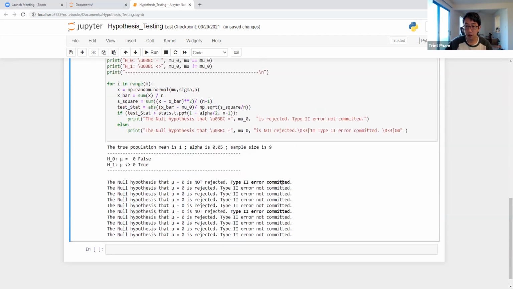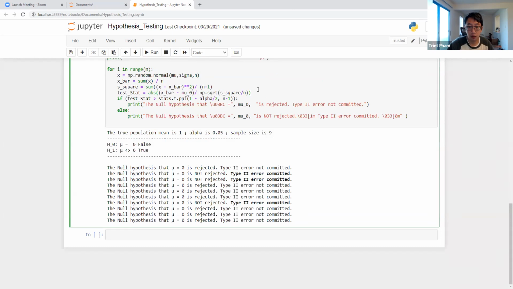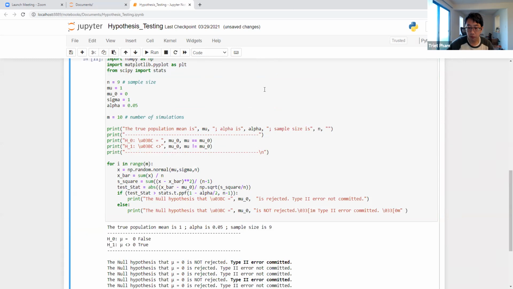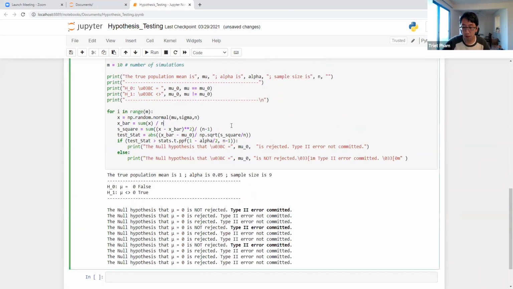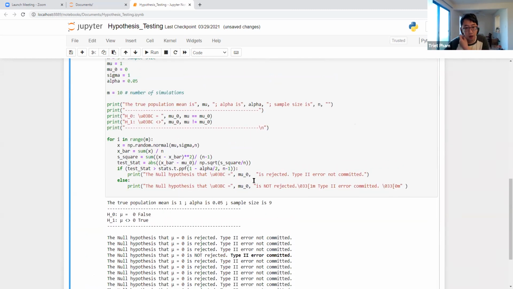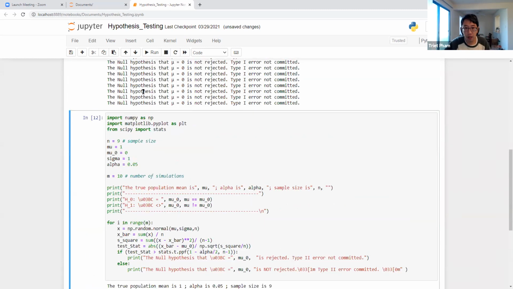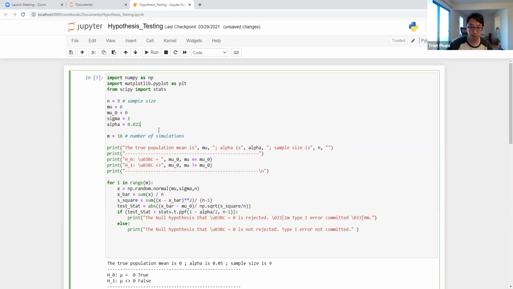Here you see type 2 errors committed twice. Run again, 3 times. So not too often, but 1 time. But here, alpha is equal to 0.05. Let's make it more restrictive. Let's make alpha 0.01.